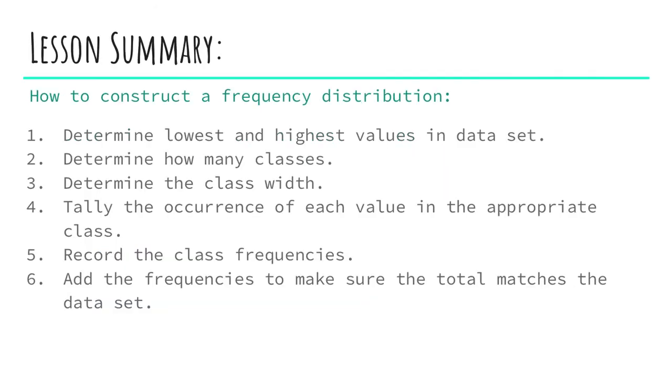In summary, the way that you construct a frequency distribution is: 1, you want to determine the lowest and highest values in the data set. Then 2, you want to determine how many classes. 3, you want to determine the class width. 4, you want to tally the occurrence of each value in the appropriate class. 5, you want to record the class frequencies. And finally, 6, you want to add the frequencies to make sure the total matches the data set.